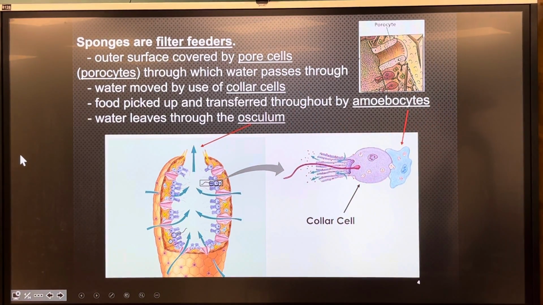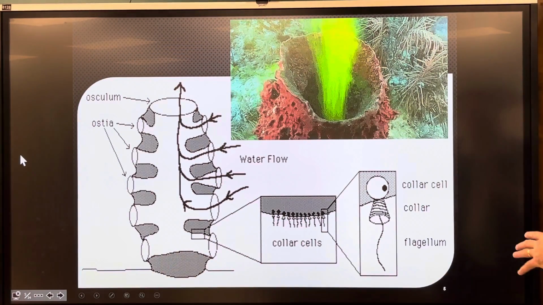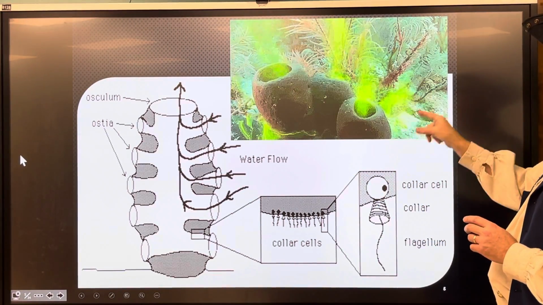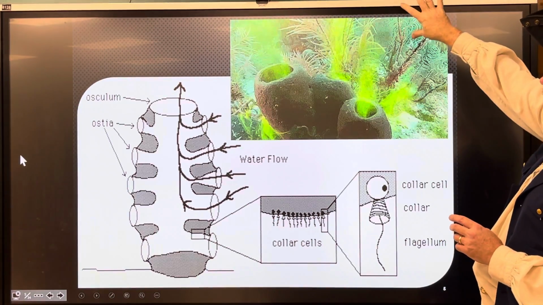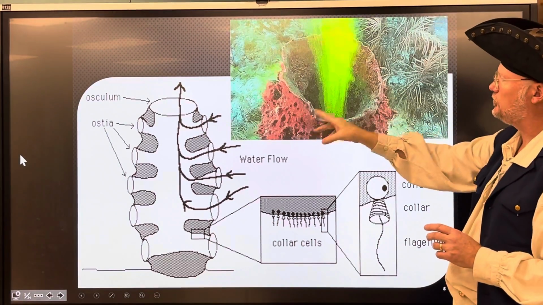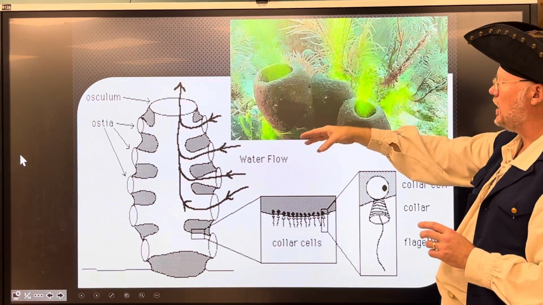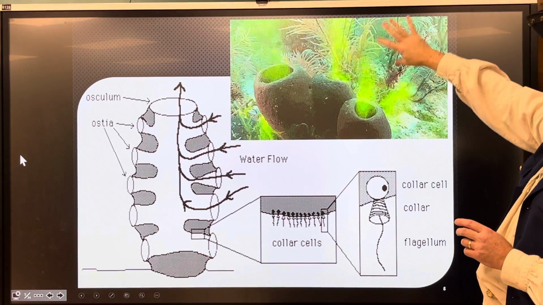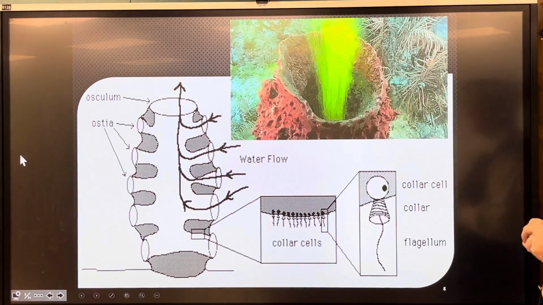And so this is they put fluorescent dye on the outside of the sponge, and so you can see the flow of water as the fluorescent dye gets pulled into the porocytes by the collar cells. It comes out of the osculum and releases. So this is how you can visualize it.